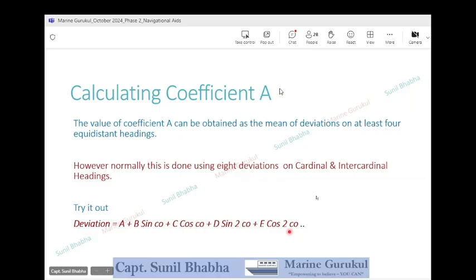Sir, this second formula that you told, the formula is just for checking whether the coefficient is accurate or not, but otherwise for all practical purposes we go on all 8 headings and take out the mean. Yeah, that's right, beta. That is what is practically done. And the formula is just to prove that that method is correct.